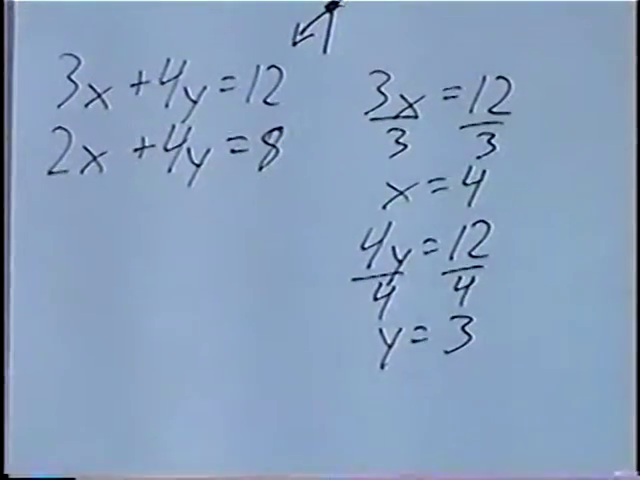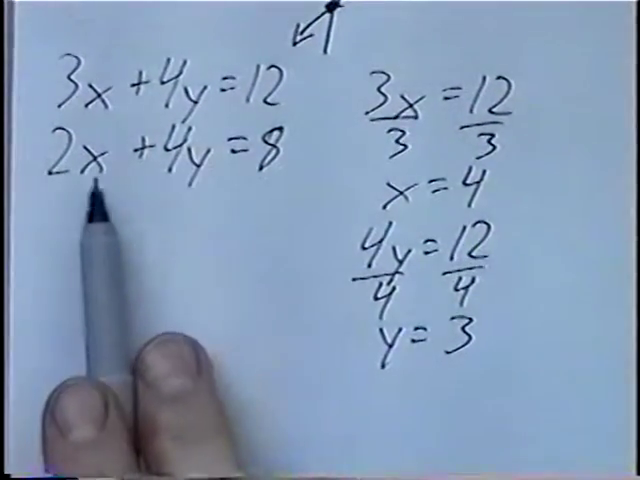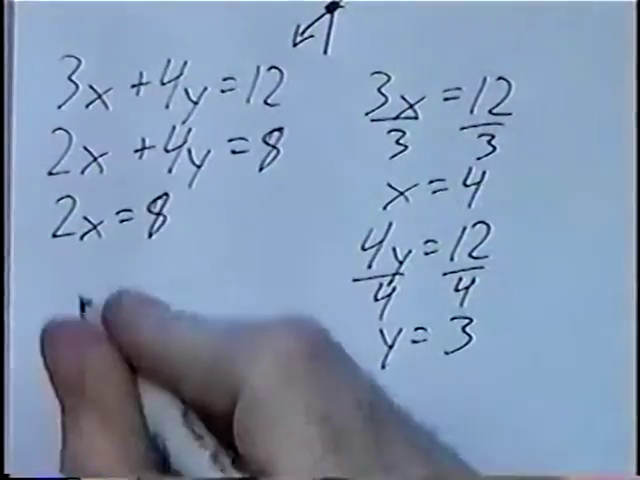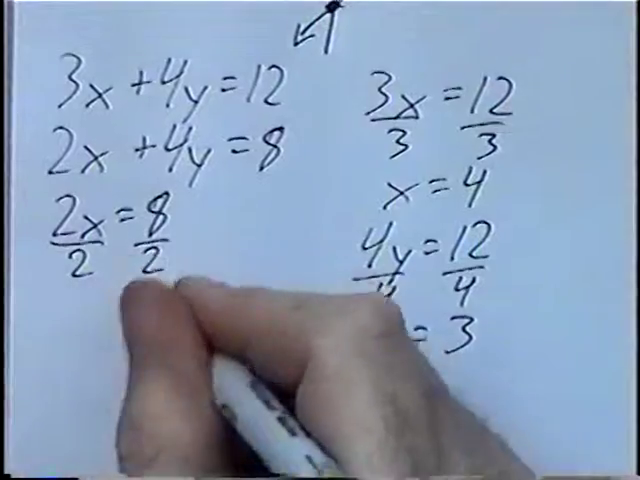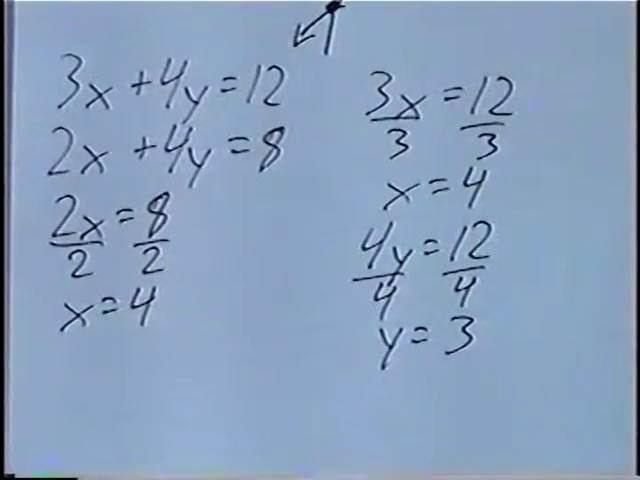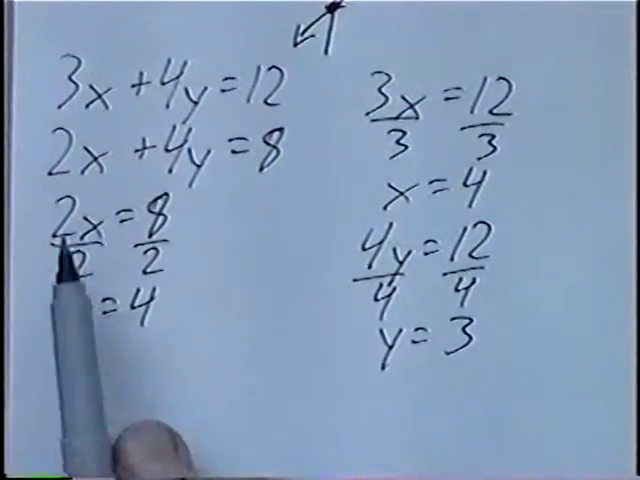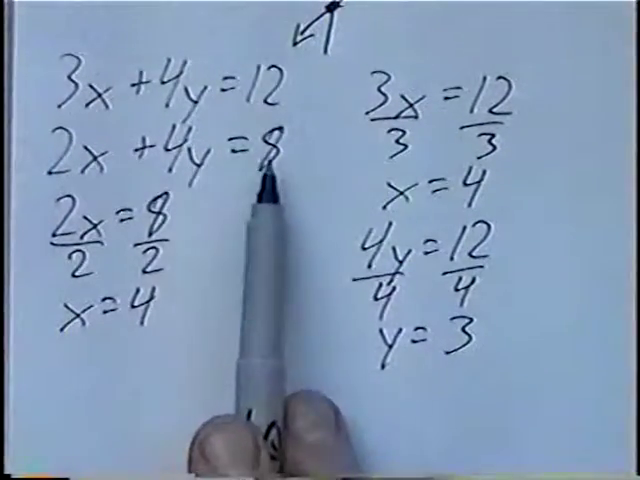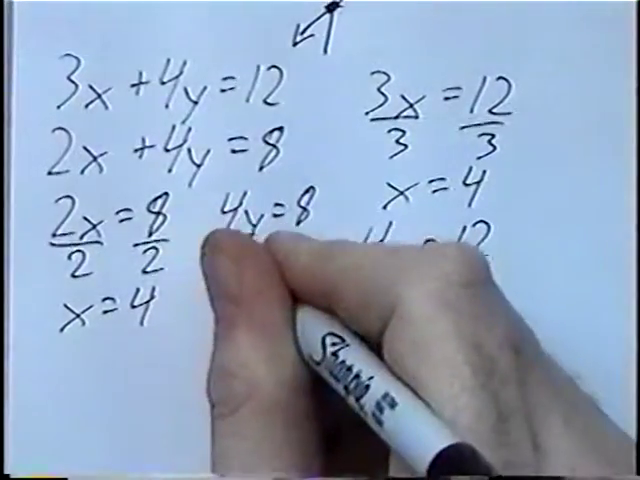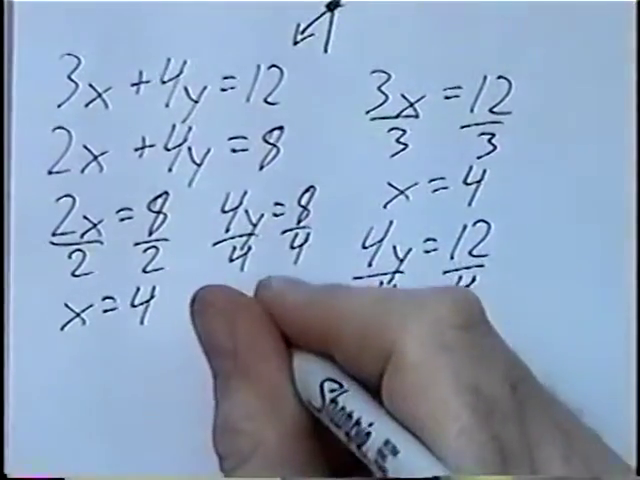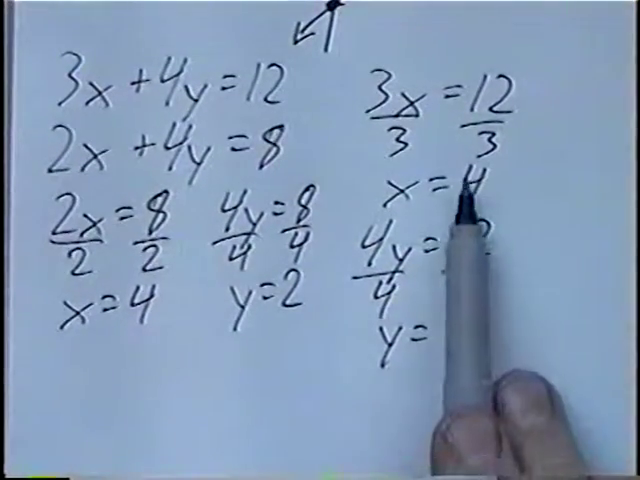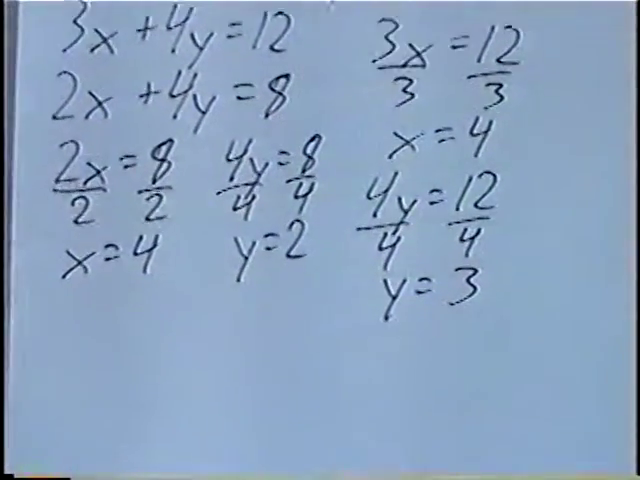The second equation, if we put a 0 in for y, we'll have 2x equals 8. Dividing by 2, we'll have x equals 4. And the second equation again, if we put a 0 for x, we'll have 4y equals 8. Divided by 4, we'll have y equals 2. So we can use the x and y intercepts for each equation to graph.